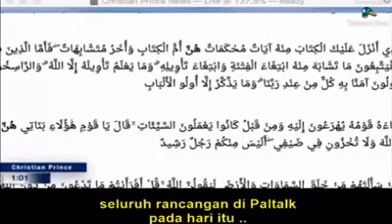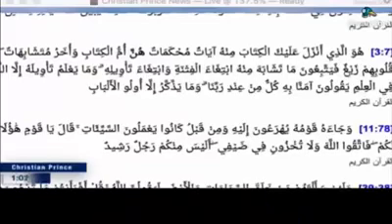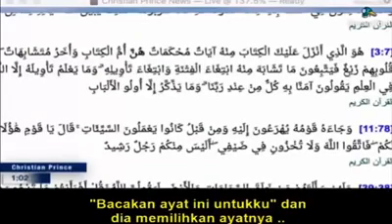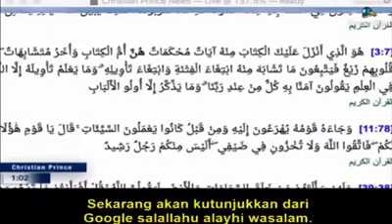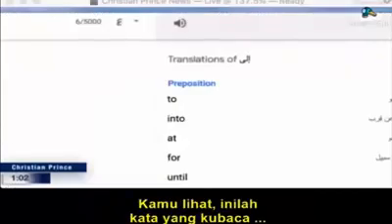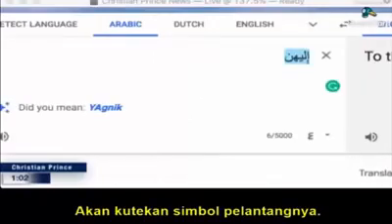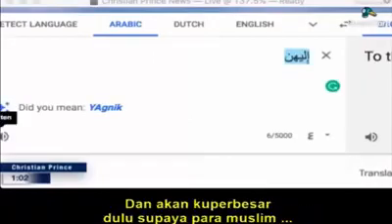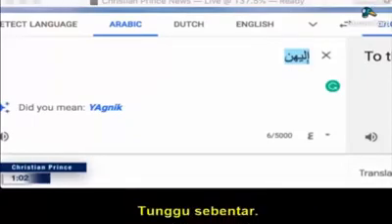The whole idea in Paltalk that day, the guy would not let me debate him. Read this verse for me, and he chose that verse because they think Muslims themselves do not know how to read correctly. Now I will show you from Google. You see, this is the word I did read as it is in the Quran. I will hit the speaker, and let me zoom first so Muslims will not say, oh, this is not the same word. Hold on.